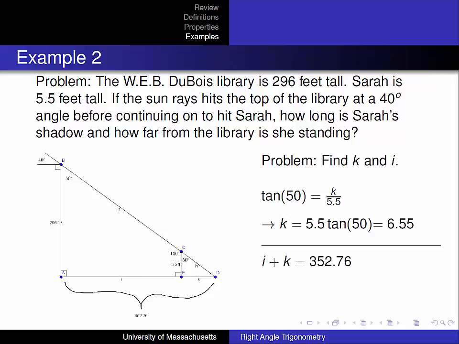Okay, well, we already knew that I plus K equals 352.76, so now we can use the fact that K equals 6.55 to solve for I, and we get that I is 346.2. So now we found both I and K, and we're done.